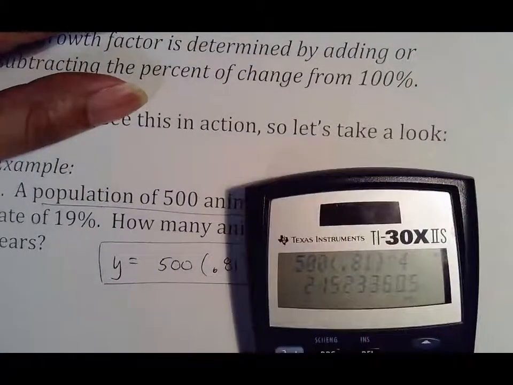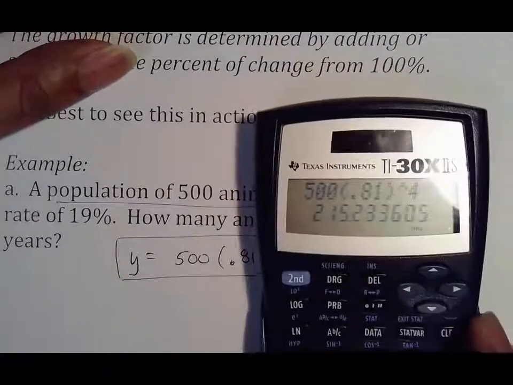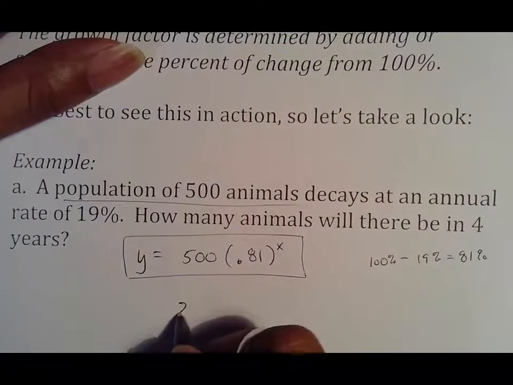And typically, I believe you round it to the nearest whole number because, again, it's animals. You're not going to see 0.2 of an animal. So 215 would be what I end up with.